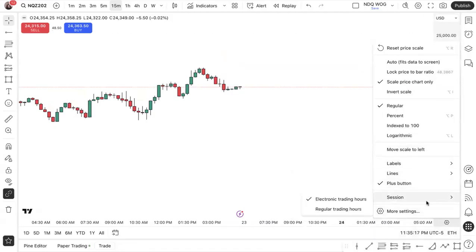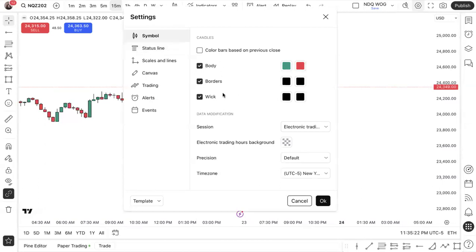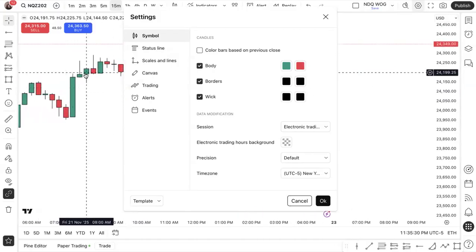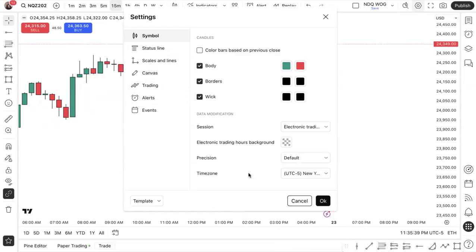Settings, as far as more settings, just so you guys see this, this is how I have everything. My green candles are my buying, red candles are my selling. The borders and the wicks of the candles are black, so it's a nice screen. For the background, you want to make sure you click white, and then the opacity is all the way down. Precision default, time zone is UTC.